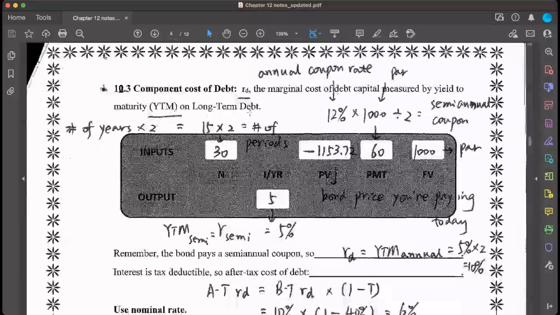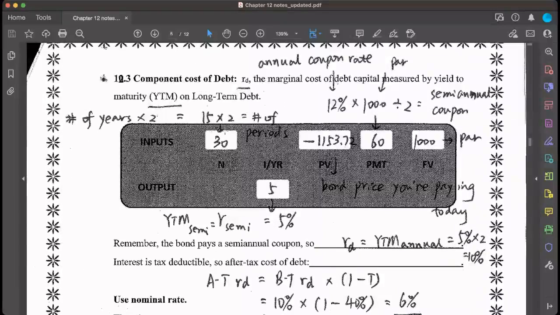Okay, so if we use our financial calculator, we can input our N as the number of half years, which is 15 years multiplied by 2. We have 30 half years. Input as N. For PV, we input our bond price that we're paying, so we put negative 1153.72. Okay, this is our cash outflow, something we're paying, so we have a negative sign here.